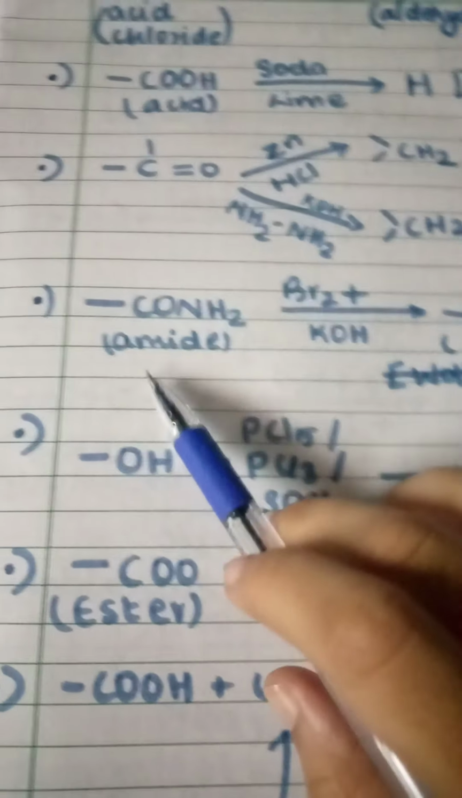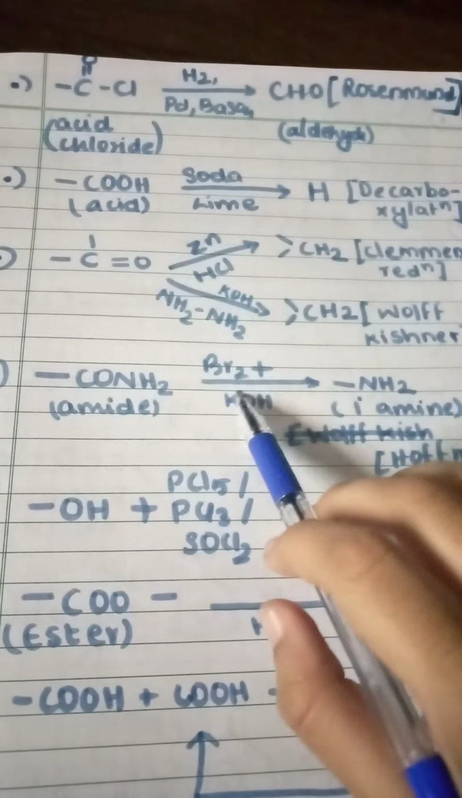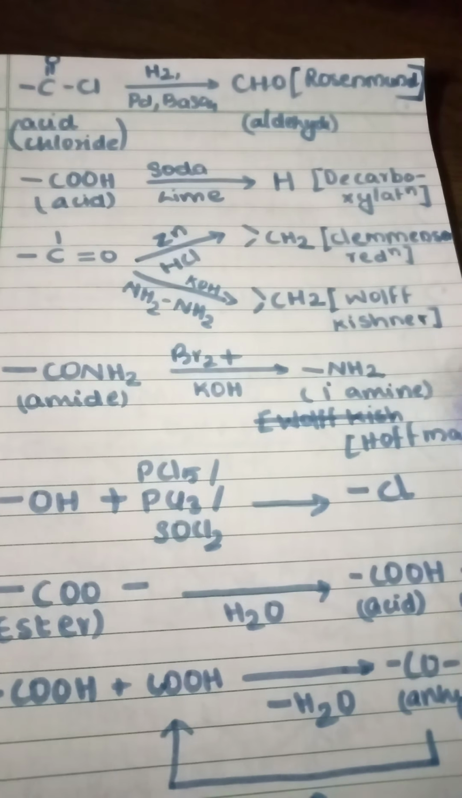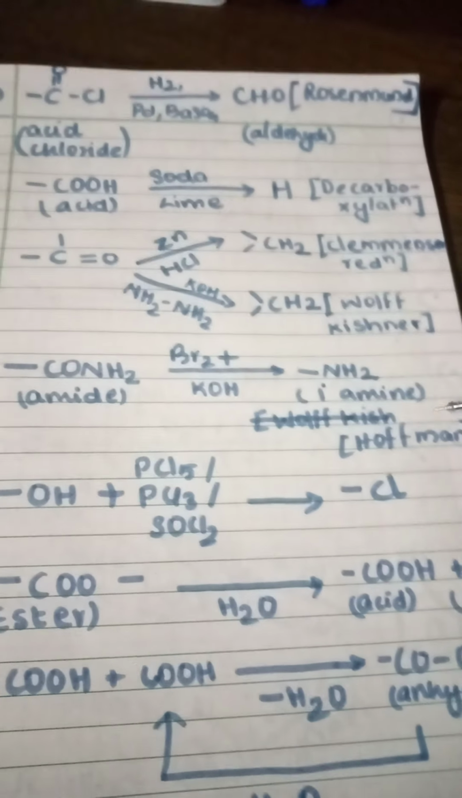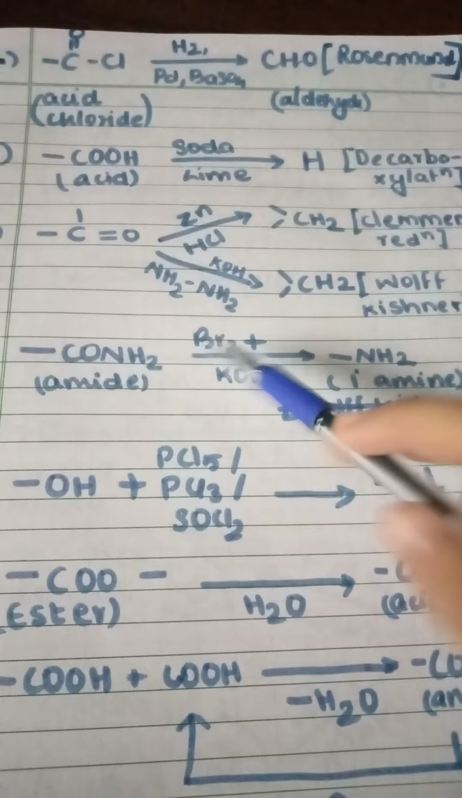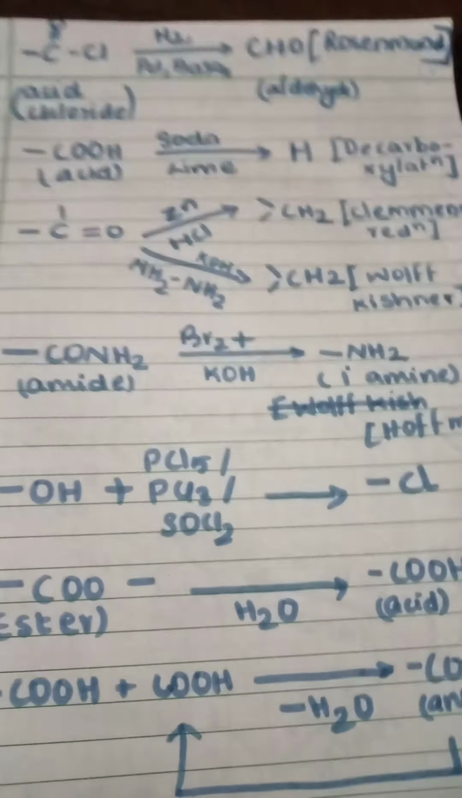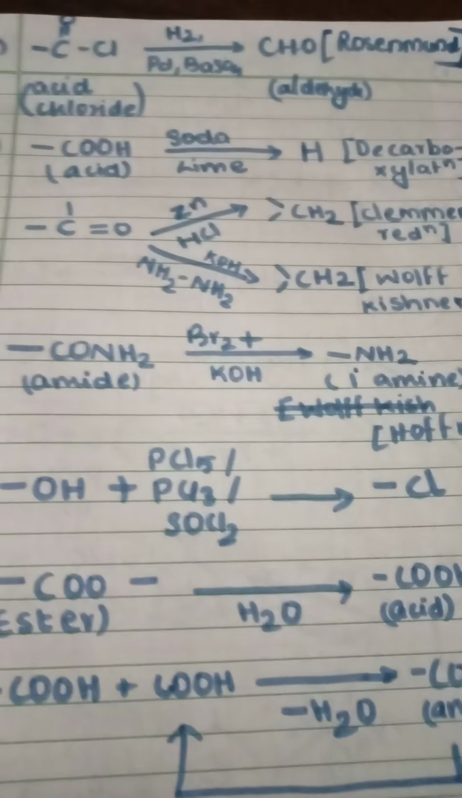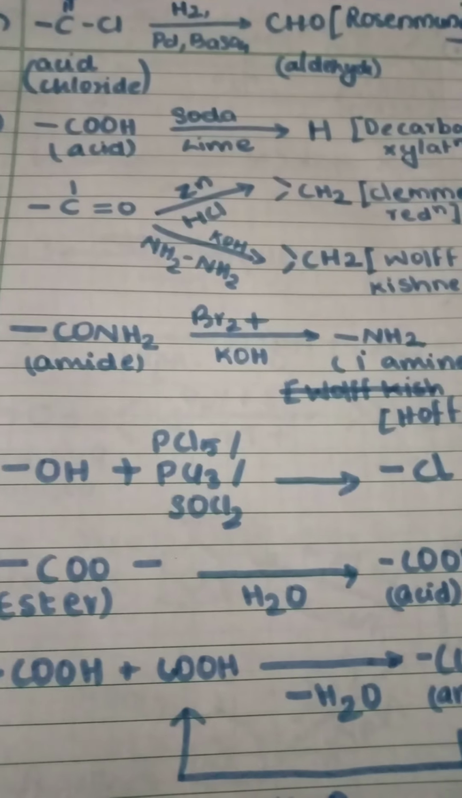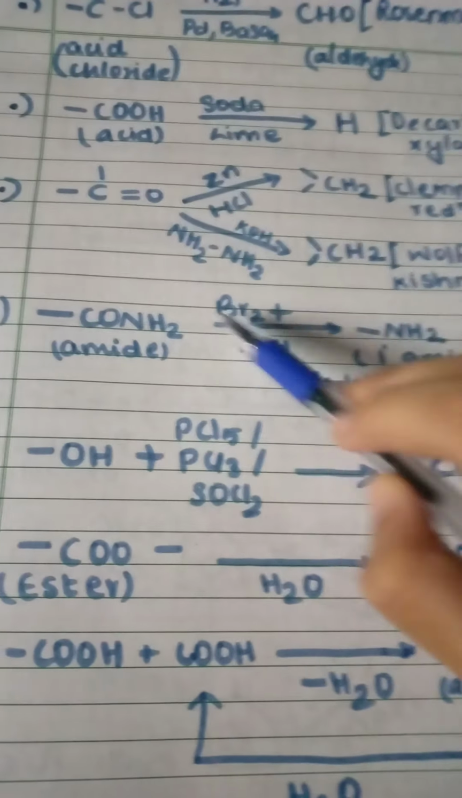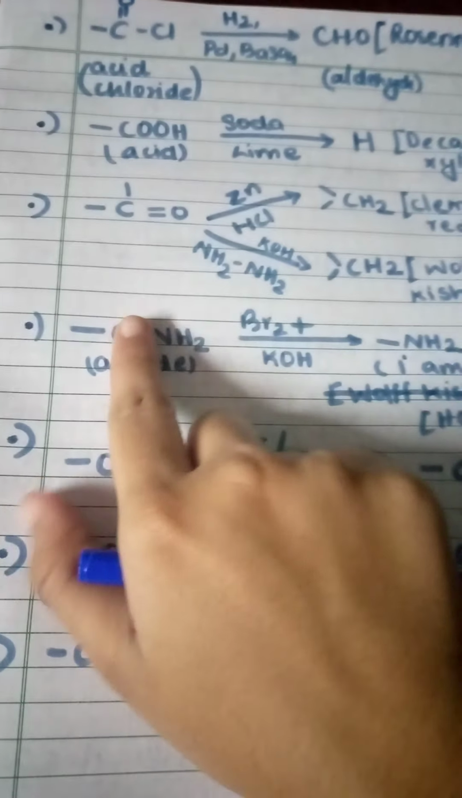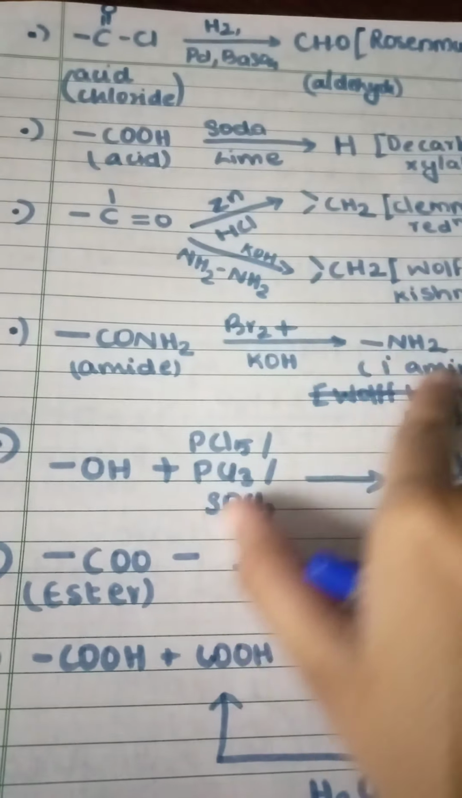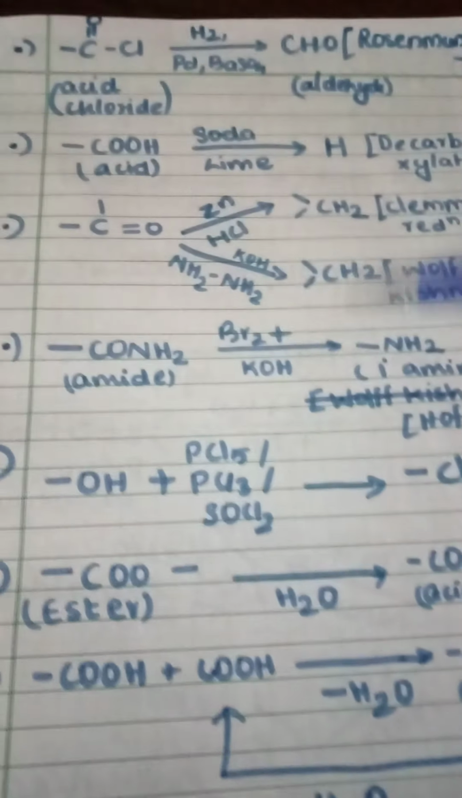Then amide. An amide in the presence of Br2 and KOH will give me a primary amine. This one is called the Hoffmann bromamide degradation reaction. From the name itself, bromine is used, so you can actually study the reaction from the name. Bromamide: brom means bromine, amide means amide, and degradation means it is reducing, so the CO will go out and the final product will be NH2. It is reduced, right? So this is the reaction.